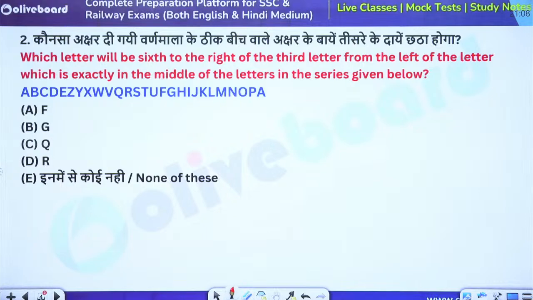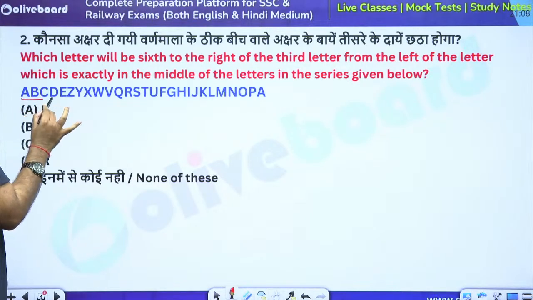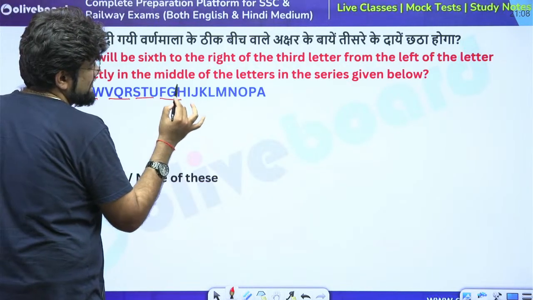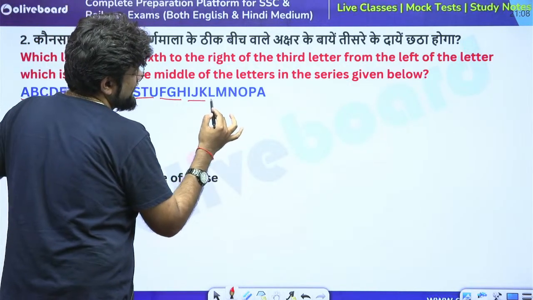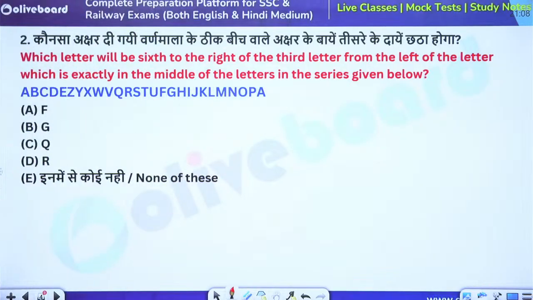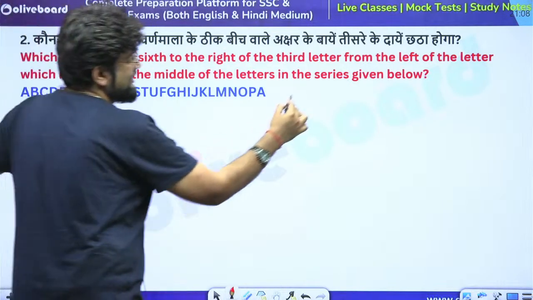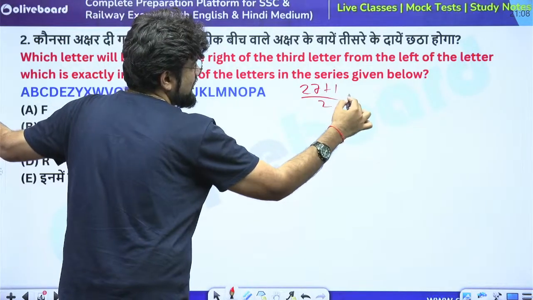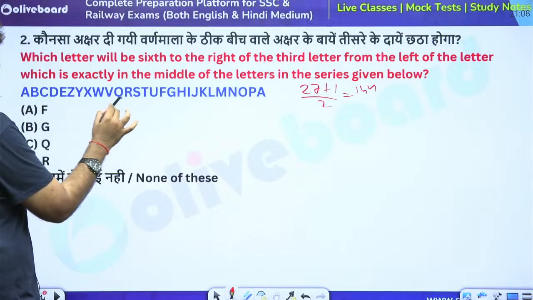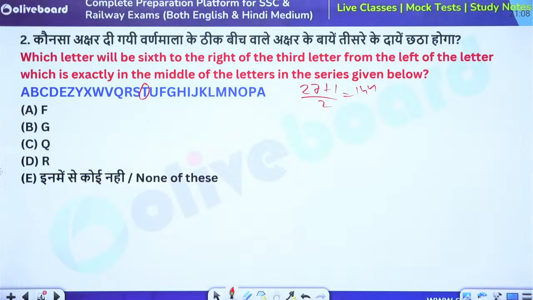Which letter will be sixth to the right of the third letter from the left of the letter, which is exactly in the middle of the letters in the given series below? First, you'll have to count these letters. So you'll count them: 3, 6, 9, 12, 15, 18, 21, 24, 27. So out of 27 letters, which one will be the middle one? That will be the 14th letter. 27 plus 1 divided by 2. That is the 14th letter, correct? 14th letter will be T. So this is the middle letter.